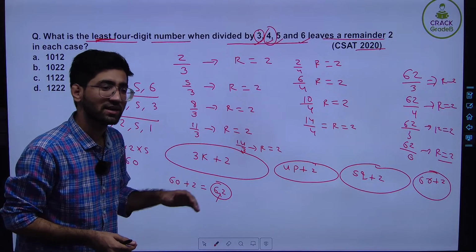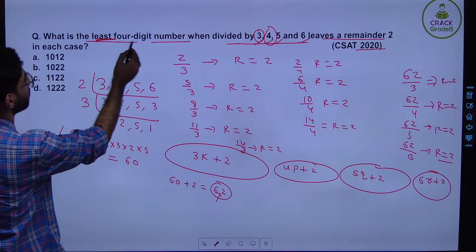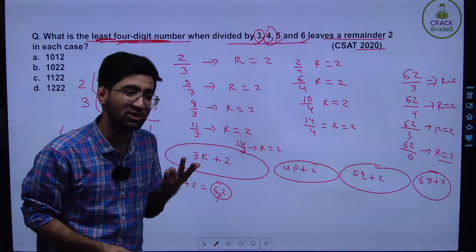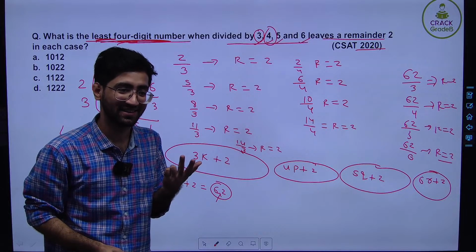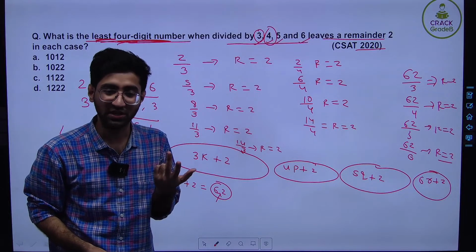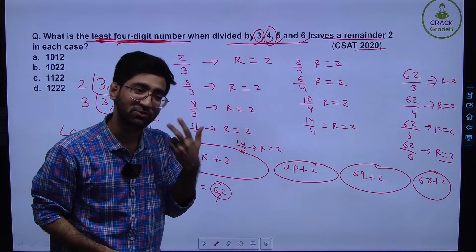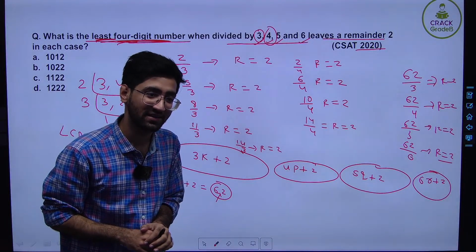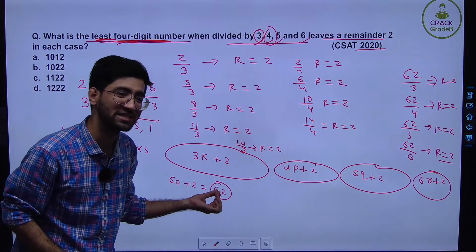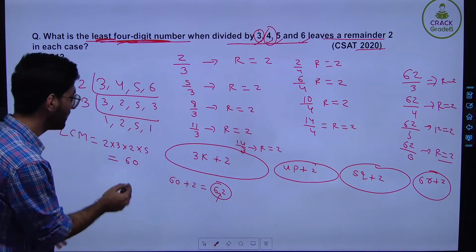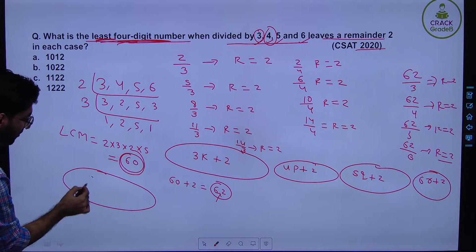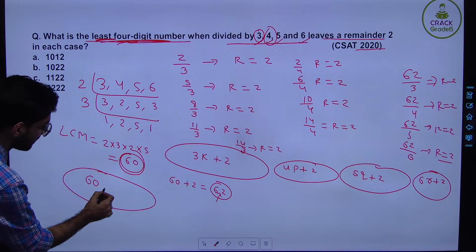Right? But you have been asked to find a 4-digit number, the least 4-digit number. But 62 is a 2-digit number. So basically, you have to think about finding that least 4-digit number. But you are still at a 2-digit number. Right? Now, can I say that the number will be of the form 60m plus 2?